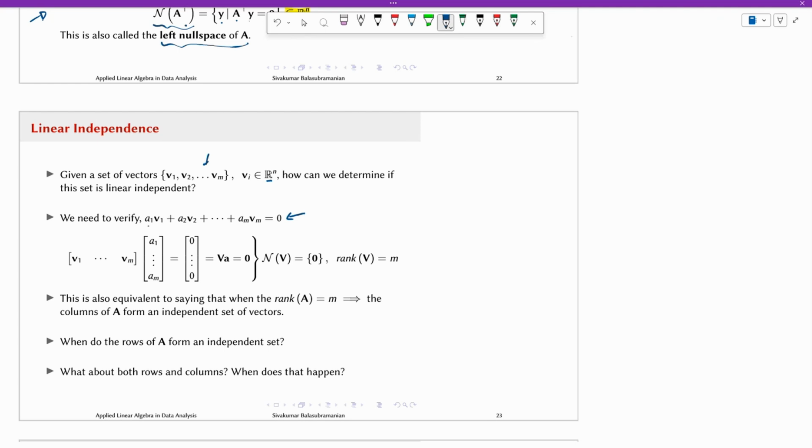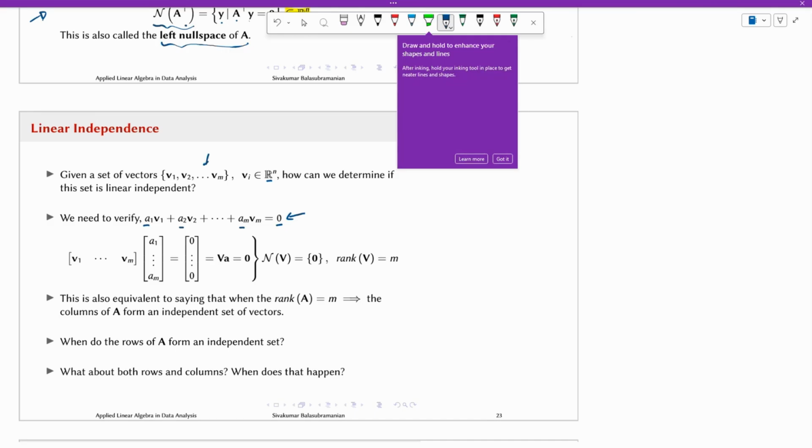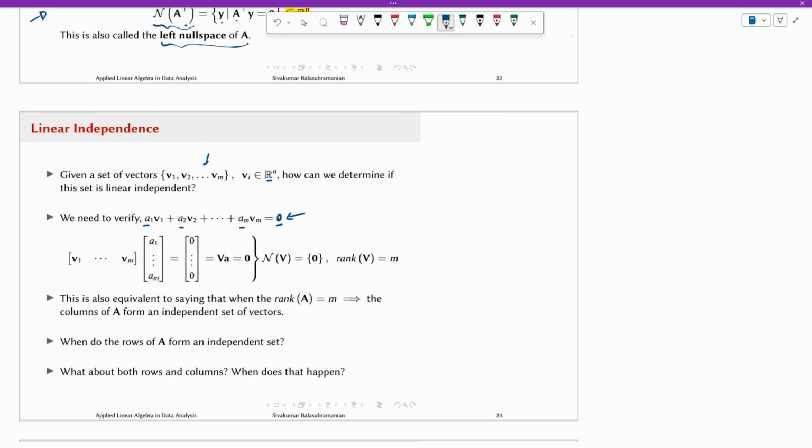You simply take the linear combination of these vectors with some scalars a1, a2 to am, equate it to the zero vector. This should be bold zero. Equate it to the zero vector, and you solve for a1 to am. Okay, and if the only way you can get this equation to be satisfied is all the ai's are zero, then you say it's a linearly independent set.